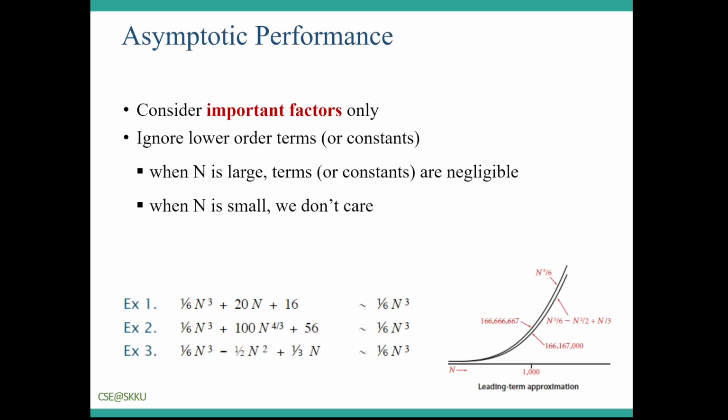So we cannot find a single n0 such that this is true for all larger n. That means that n is not in big Theta n squared.